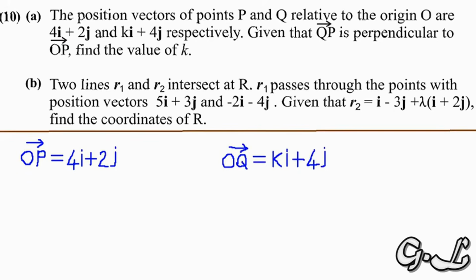So this is what we have. We have these two vectors, vector OP and vector OQ. This is what we have. And then what is the next thing that we're going to do?